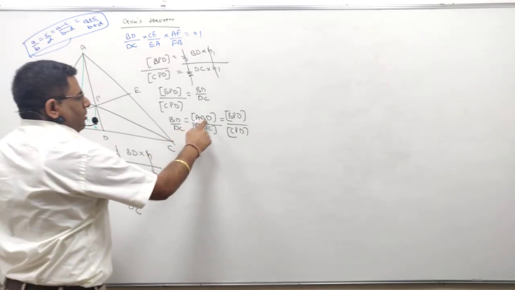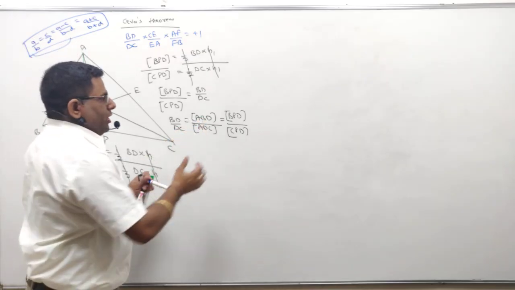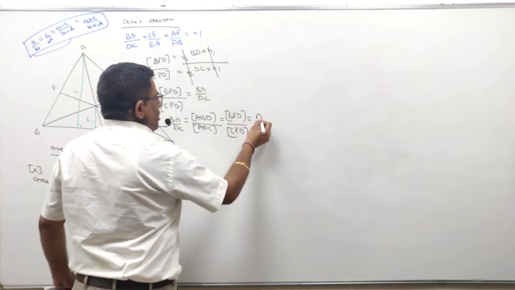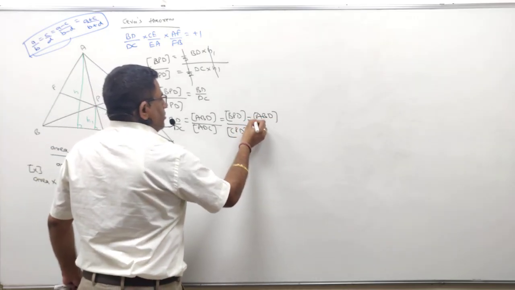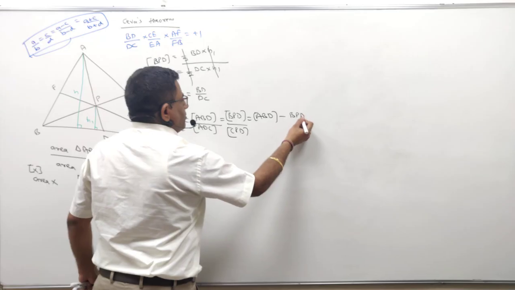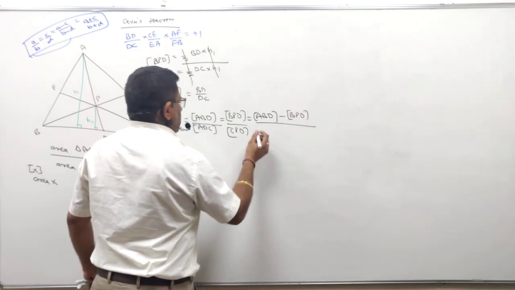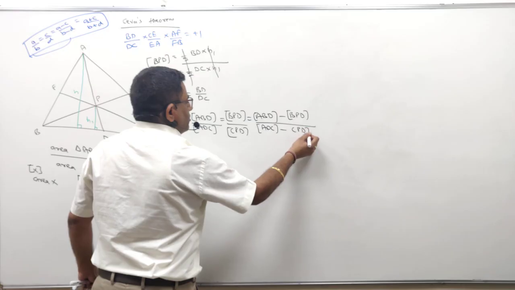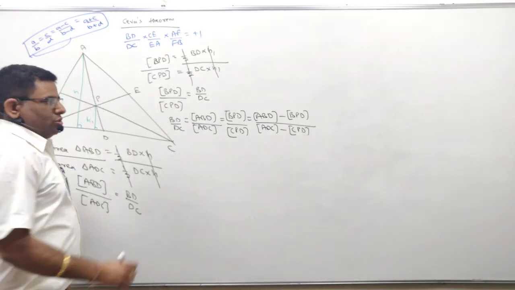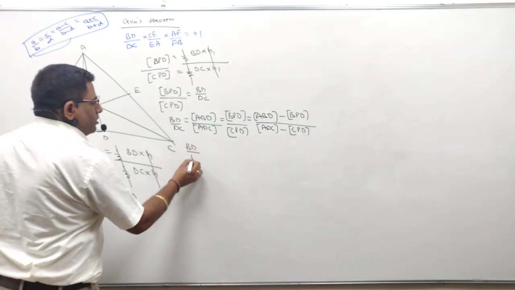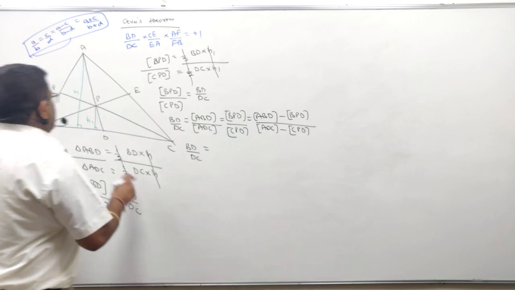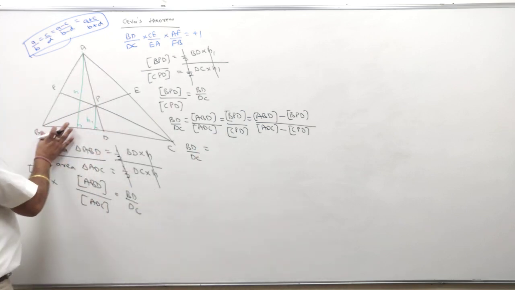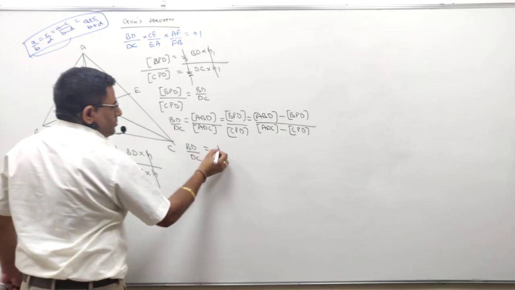That is area of ABD upon area of ADC is equal to area of BPD upon area of CPD. It comes out to be equal to area of ABD minus area of BPD upon area of ADC minus area of CPD. Hope it is clear to everyone. So what we get is BD upon DC comes out to be equal to area of ABD minus BPD. That is we get area ABP.